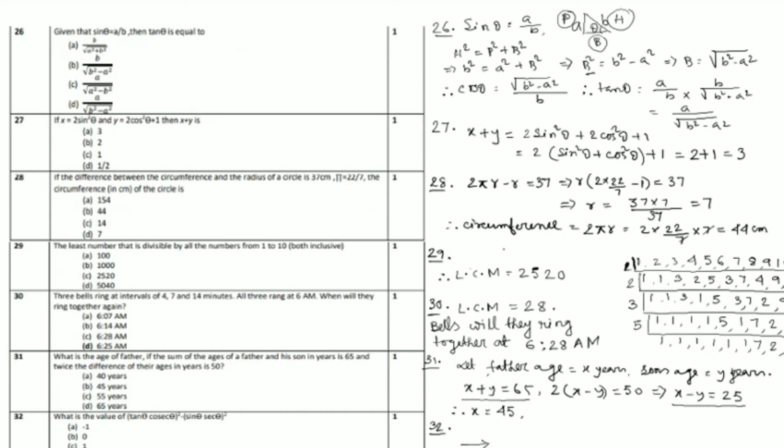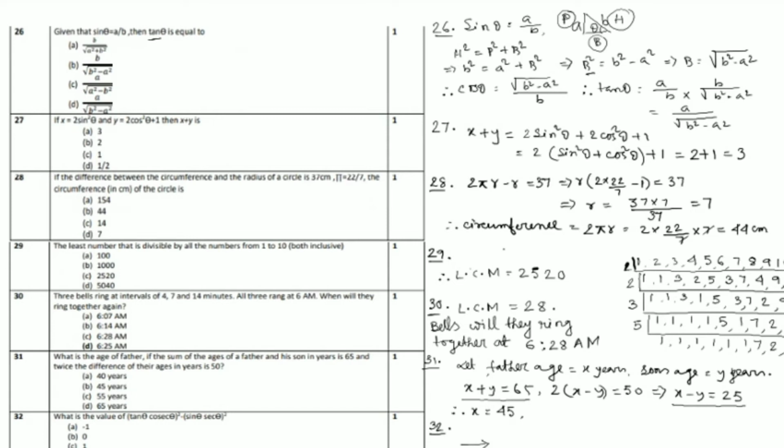Now we find out cos theta. Cos theta means base by hypotenuse. So it will be root over B square minus A square divided by B. Now we have to find out the value of tan theta. Tan theta means sin theta by cos theta. Now the value of sin theta is A by B divided by cos theta.